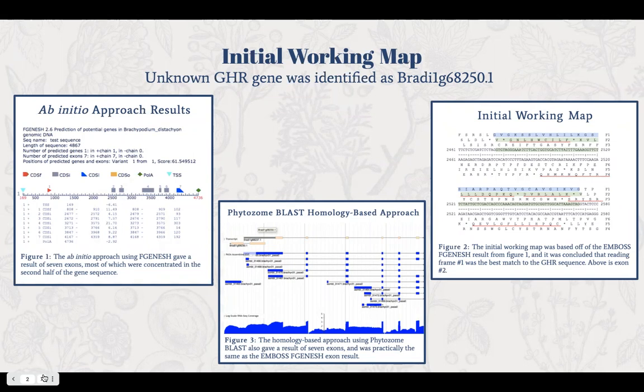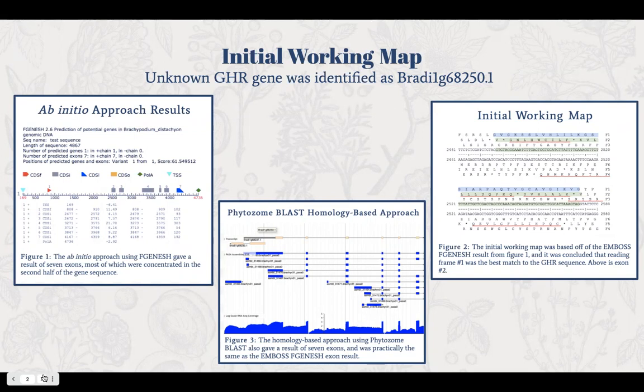The first ab initio approach used MBOS FGenesh, and it predicted a sequence including 7 exons and a total of just under 5,000 base pairs as seen in figure 1. The 7 exons were mostly in the second portion of the sequence, and after intron splicing, a 993 base pair sequence remained. To confirm these predictions, a homology-based approach was consulted, displayed in figure 3.